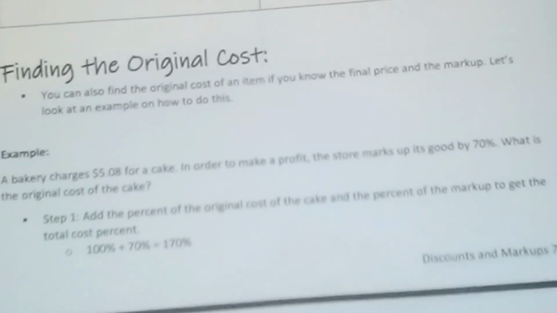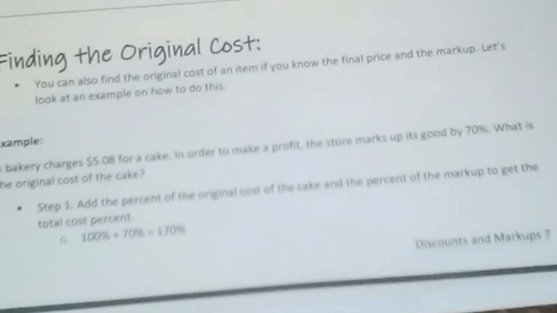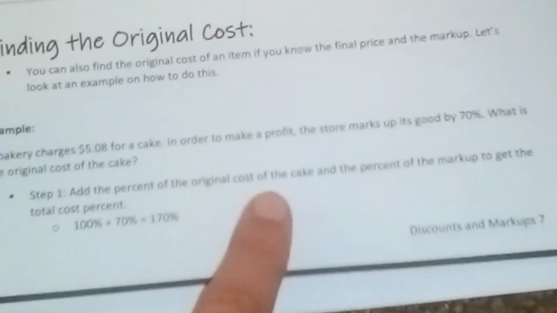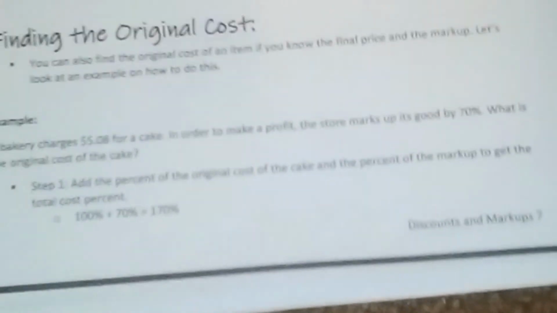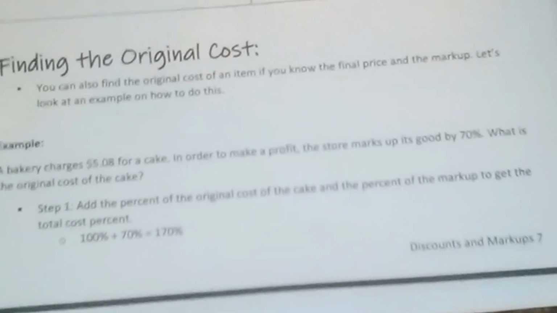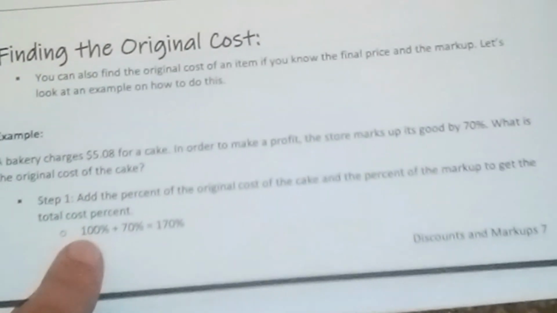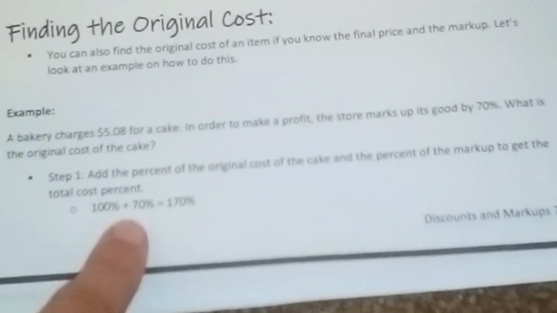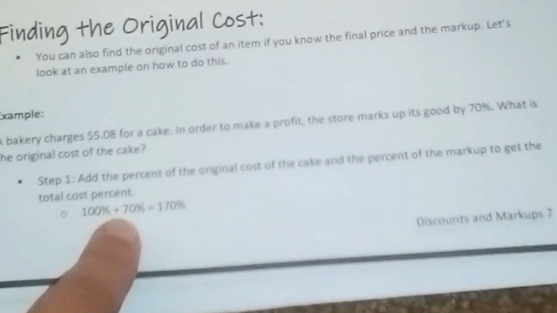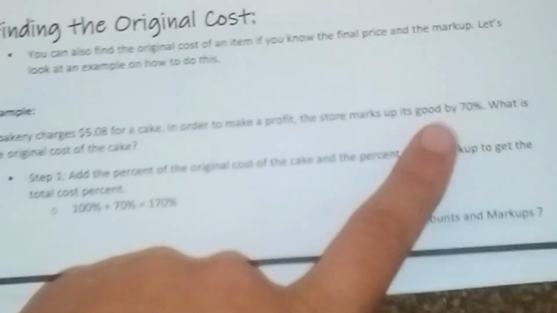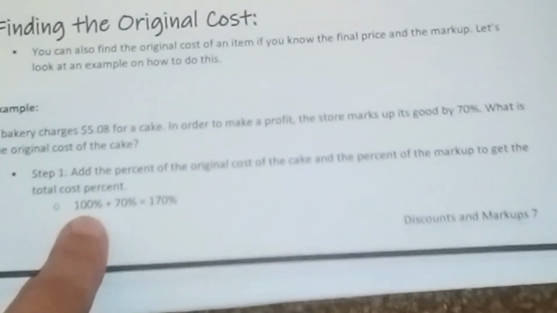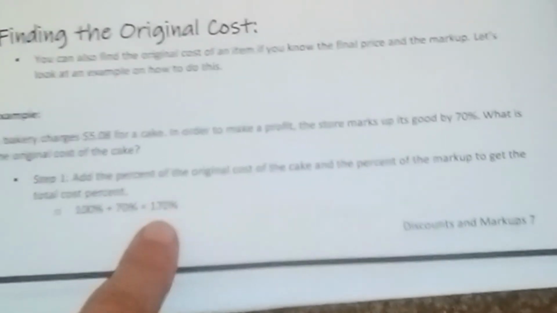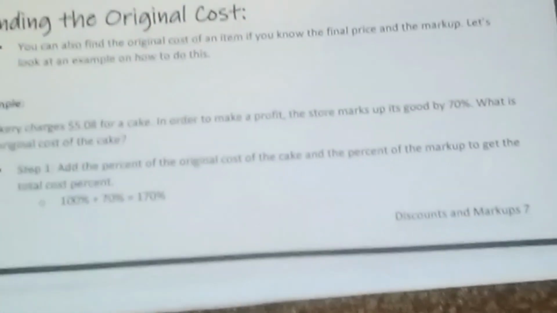Step 1 is to add the percent of the original cost of the cake to the percent of the markup to get the total percent. If you remember, percent means out of 100. So our percent base is going to be 100%. Then we are going to add that to the markup percent given to us in the problem, which is 70%. So it's going to be 100% plus 70% equals 170%.